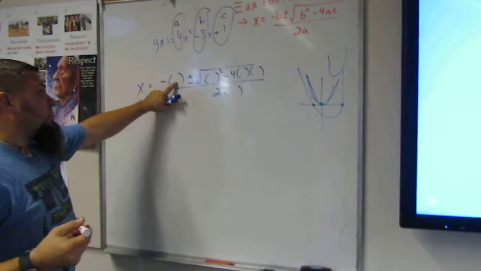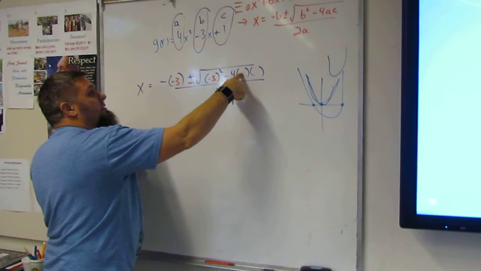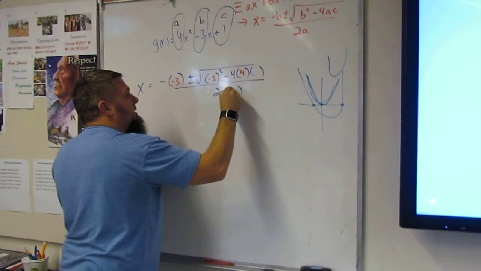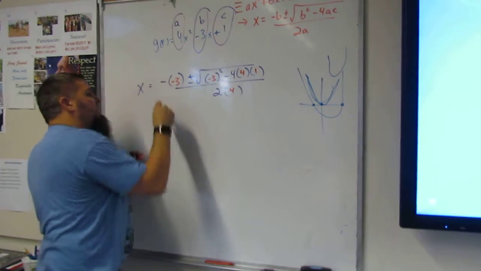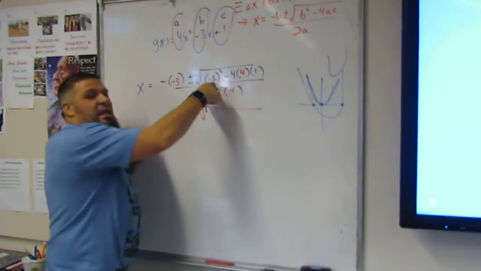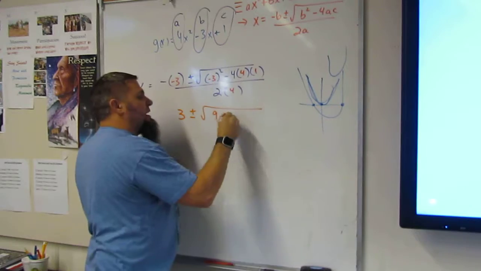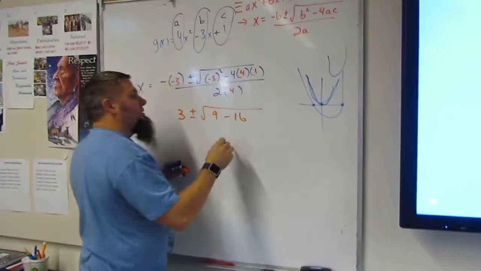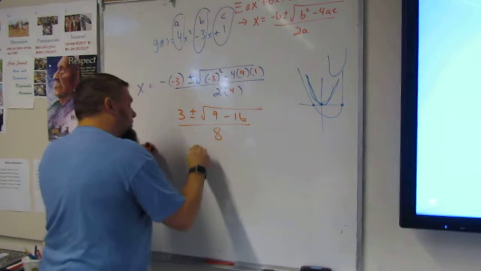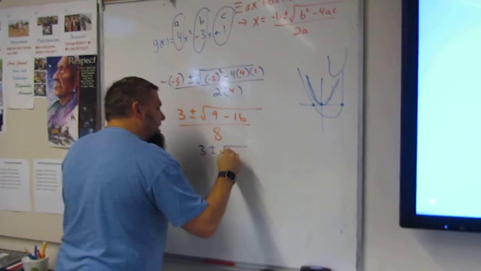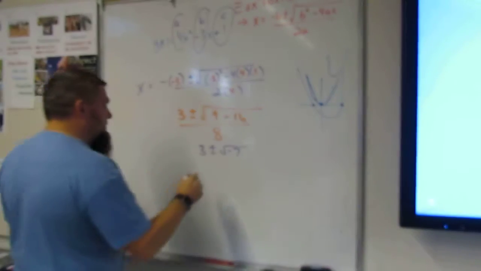Okay? So what is b? Negative 3. b is negative 3. This is a, right? And this is a. So I'm going to plug in a 4 and a 4. This is c, so I'm going to plug in a 1. And now you just do the math. Negative negative is a positive. Negative 3 squared is 9. A positive 9. Negative times positive is a negative. 4 times 4 is 16. All over 2 times 4, which is 8. Now what happens here is 3 plus or minus the square root of negative 7, correct? All over 8.